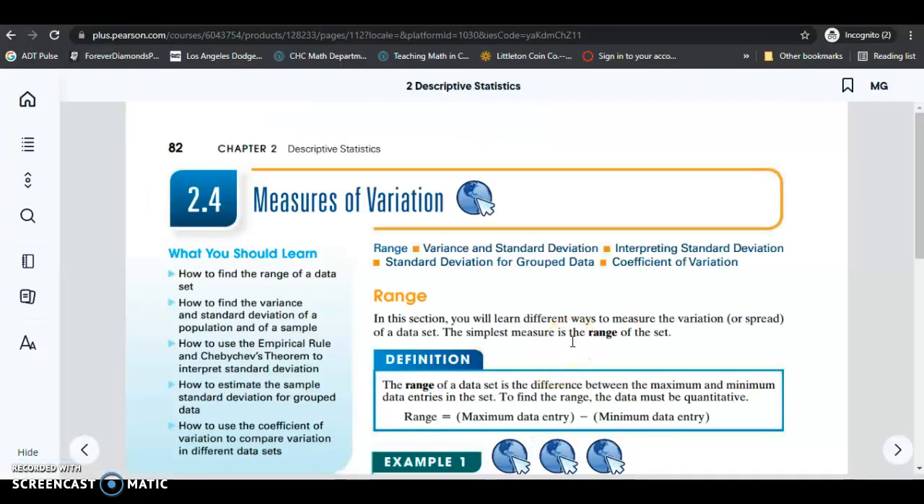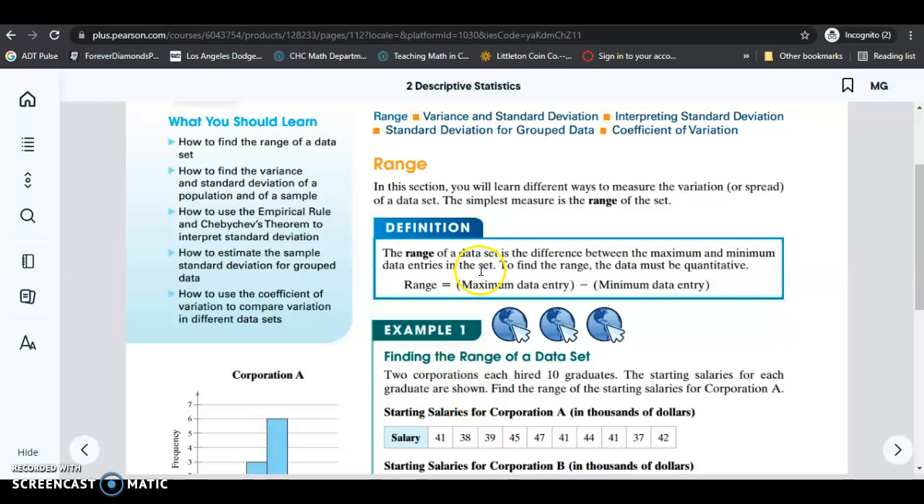According to the book, the range of a data set is the difference between the maximum and minimum data entries in the set. So to find the range, we take the maximum data entry and subtract from it the minimum data entry. Remember, the maximum data entry is the largest value in the data set, and the minimum entry is the smallest value in that same data set.